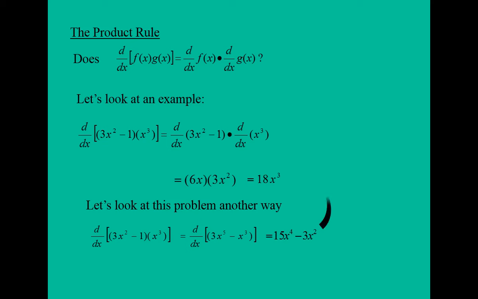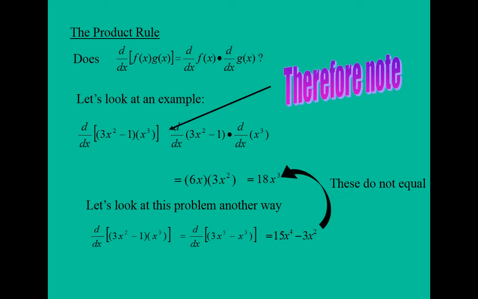Now if we compare that to what we got in the first way we tried it, we can say these are not equal. Therefore, 18x cubed is not the correct derivative of our f of x times g of x. So let's go back up and say these are not equivalent. So there must be some special rule that we need to learn if we want to find the derivative of an f of x times a g of x, and we can't multiply them together like we did in this problem.